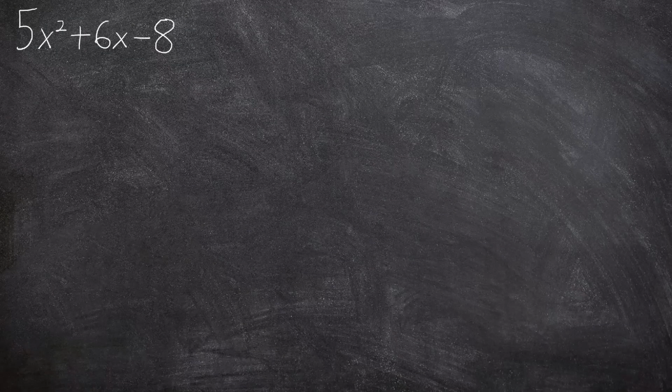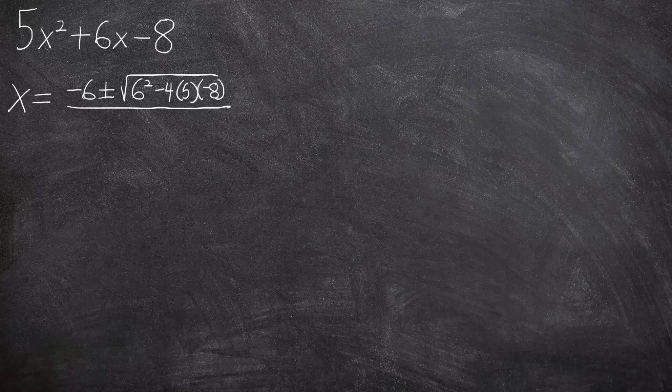Here's another equation that we could do. Feel free to pause the video and attempt this yourself. Okay, so as previously, we want to plug in our terms. So we would start by doing negative 6 plus minus square root of 6 squared minus 4 times 5 times negative 8, all over 2 times 5.